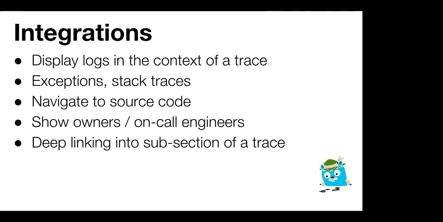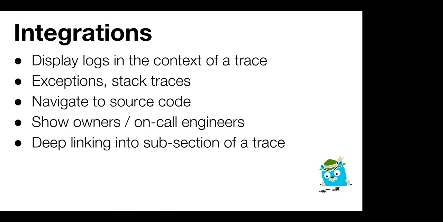Integrations. So we talked about logs in the context of a trace. We just want to keep running with this. So stack traces, exceptions. You should be able to click on a node and jump to source graph and see any of the source code that was run as part of that span. Maybe you want to see what subsystem this span is part of, ownership in some way. Maybe you want to see an on-call engineer because you're seeing an error as part of that, and you're responding to some kind of ongoing incident.